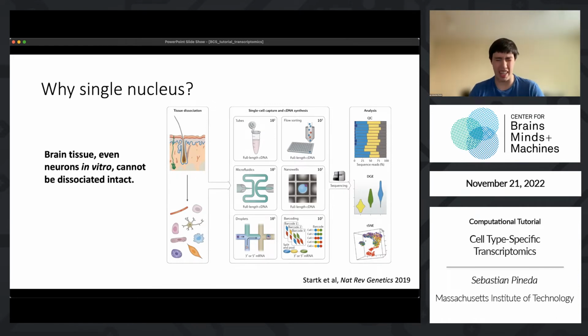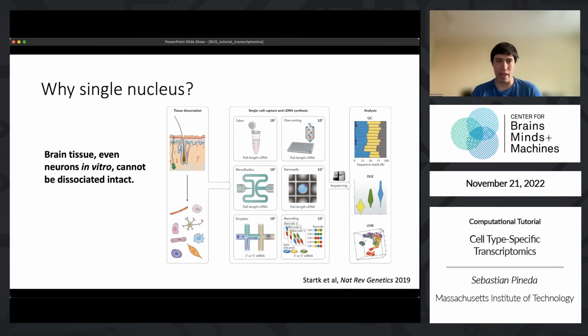So why is this the case? It is, I'm not going to say difficult, I'm going to say impossible to cleanly dissociate a brain sample. Even if you grow neurons in culture, you cannot cleanly dissociate them. They'll break. And if they break, all the RNA is going to spill out, and you're going to get contamination from one cell type in another cell type. And if it breaks, then you're going to get a lot of unhappy cell signatures. You're basically just going to sequence the transcriptome of something that's dying.